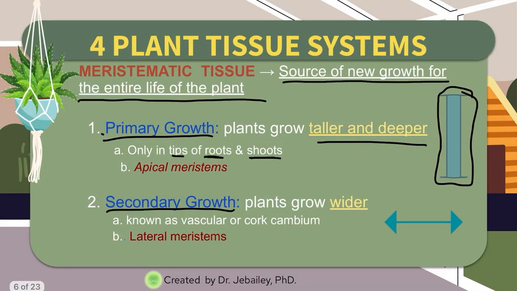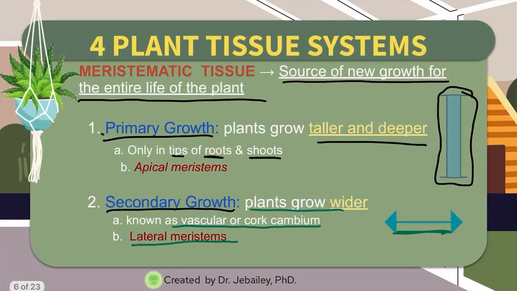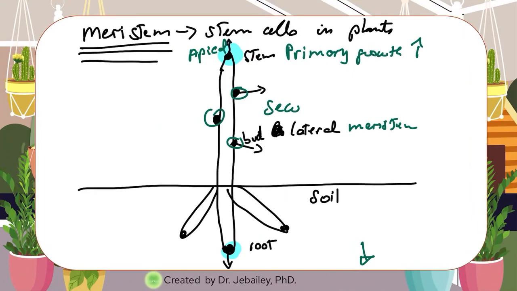Now, the second one, as you can see here, is where the plant grows wider, so you can see it sideways, and it's known as the vascular or the cork cambium, which is the lateral meristems. So these ones right here, these are known as the lateral meristems. Now, this is known as apical, if you want to call it. The tip one is the apical meristem. So apical for the primary growth, lateral meristem for the secondary growth. And of course, this here is called the secondary growth, which is basically going sideways.